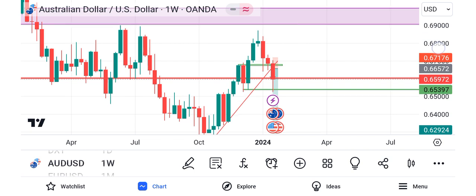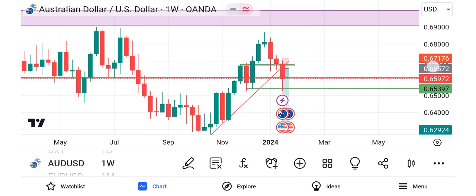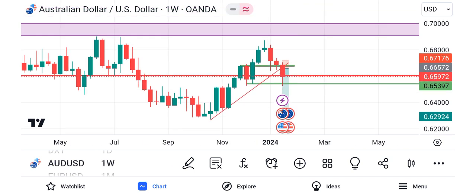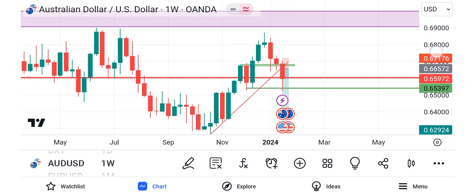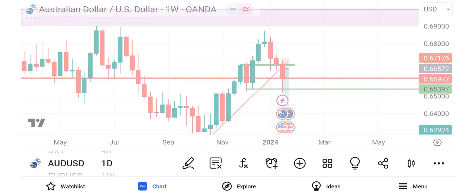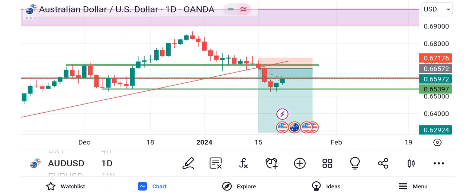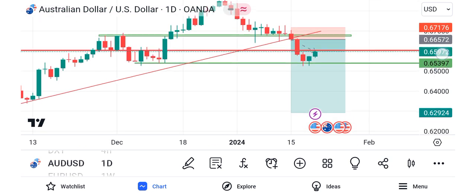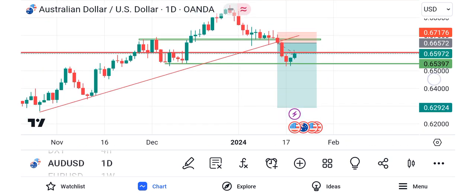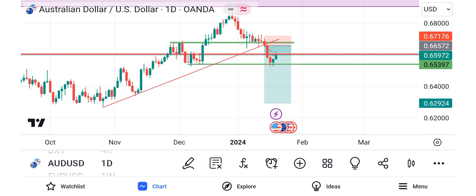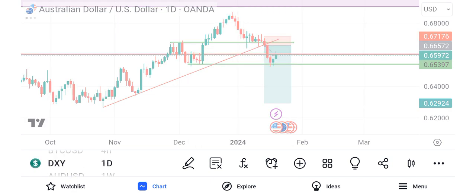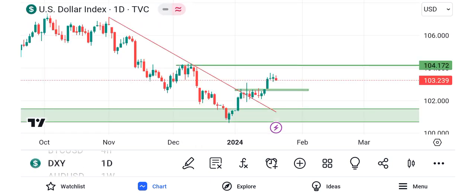So last week I entered a sell trade on AUD USD, and the trade has gone on to hit my first take profit target. So I will explain to you guys how I entered this trade. Firstly, I went to analyze my DSY, that dollar index.